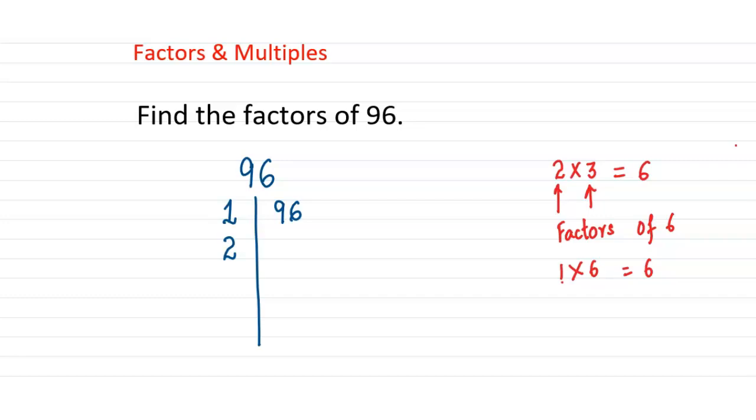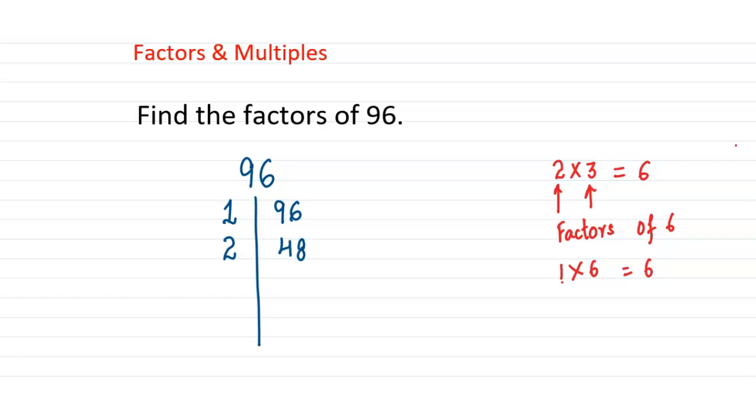Now, we have to find the other factor which paired with 2 gives us 96. So, we need to divide the number 96 by 2. Or, we can simply halve the number 96. And when we halve the number 96, we get 48.